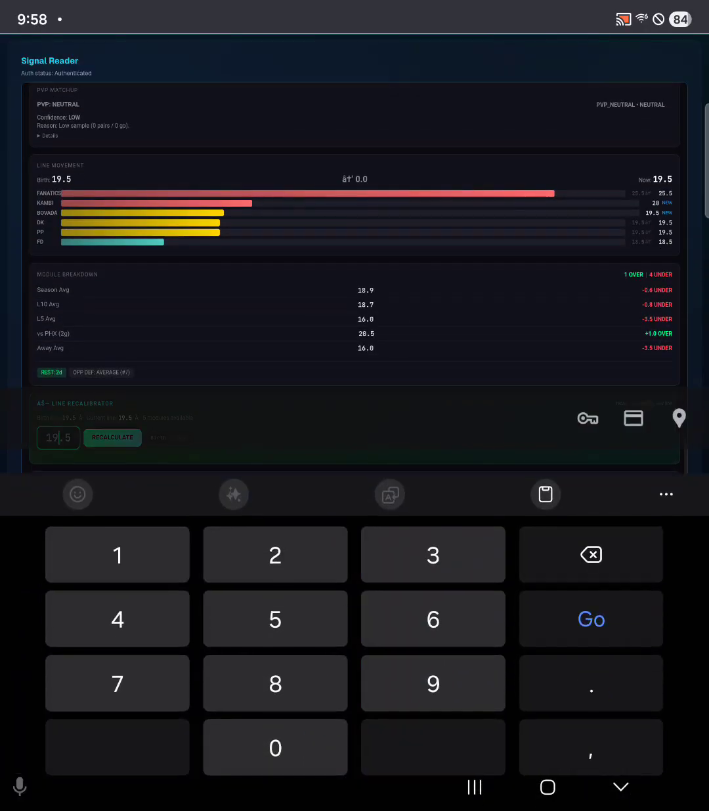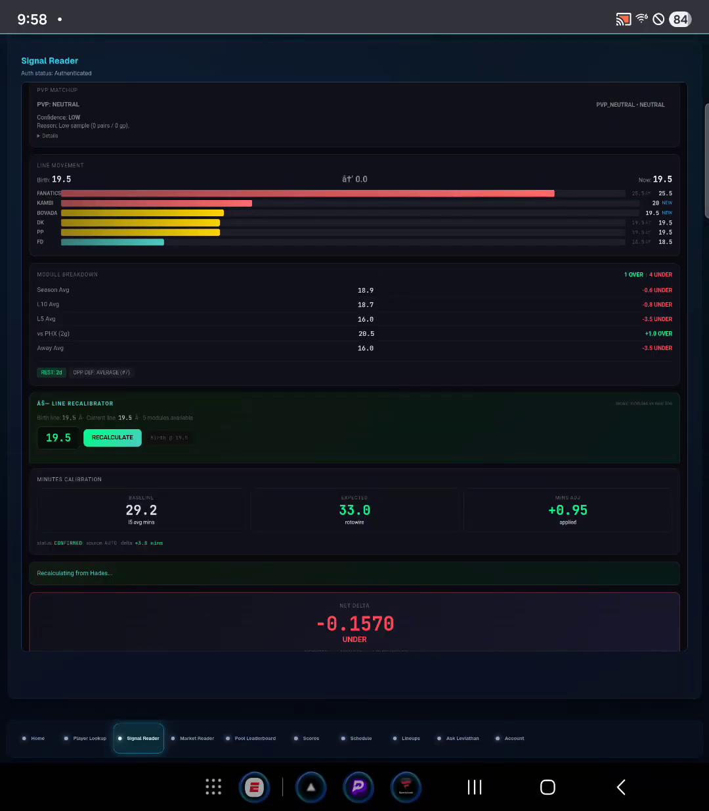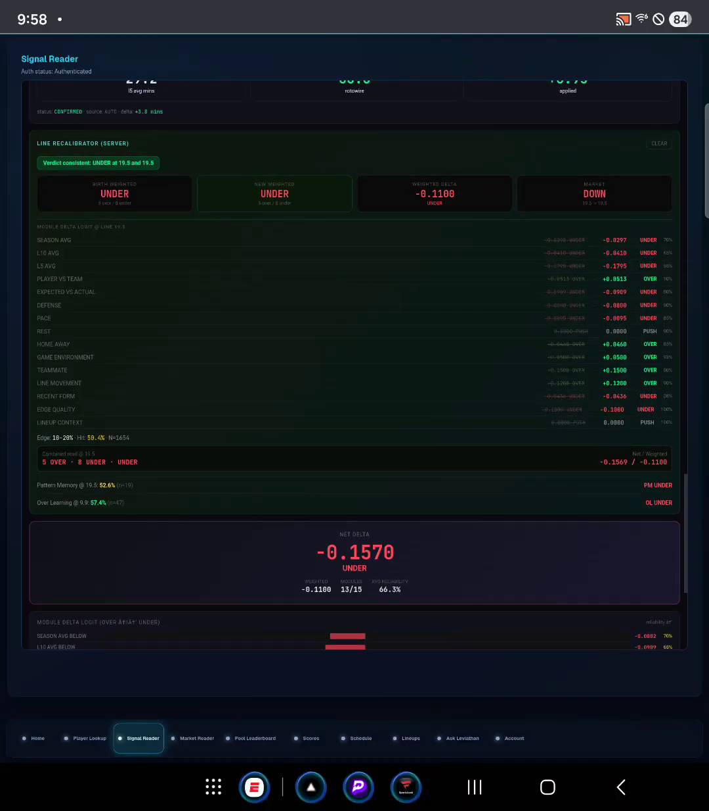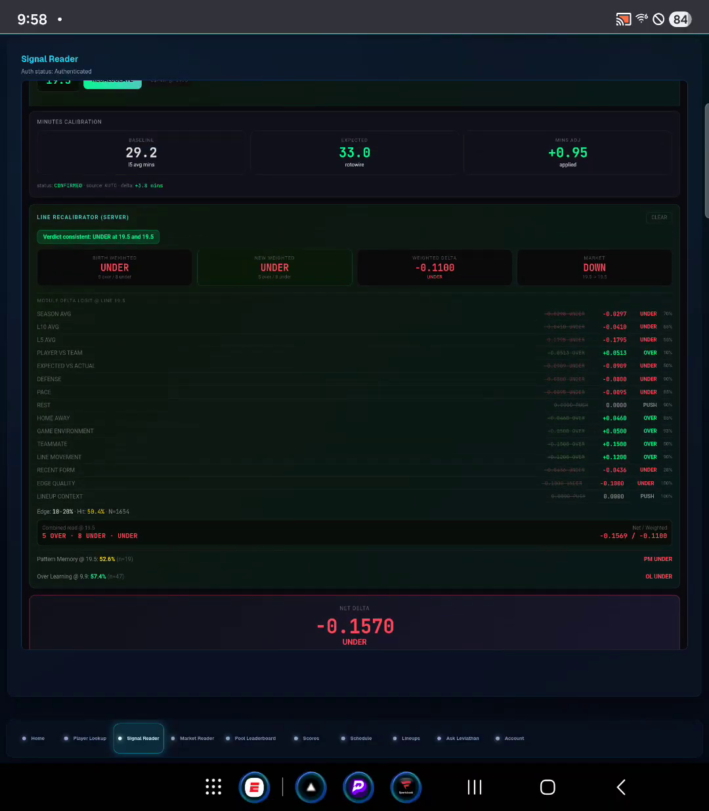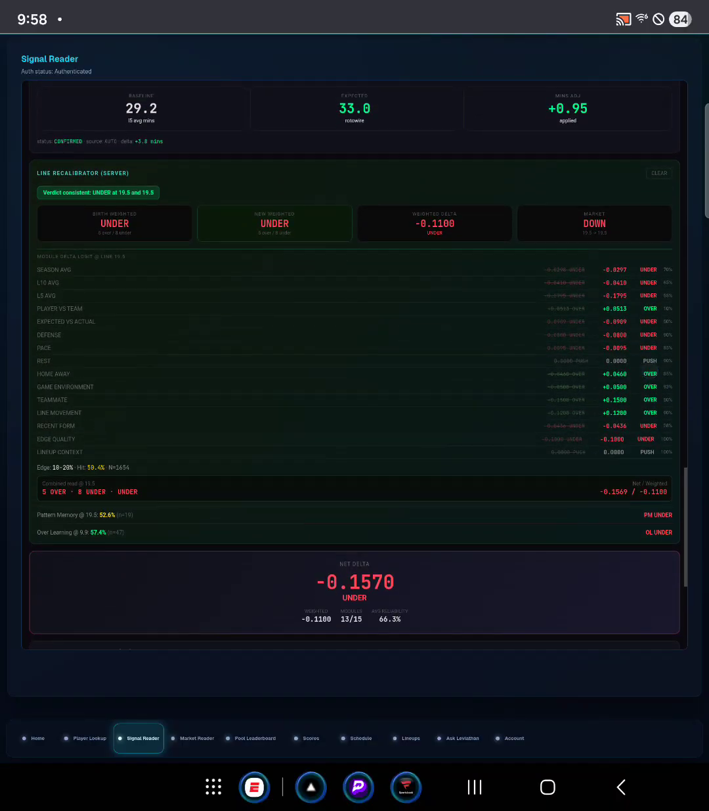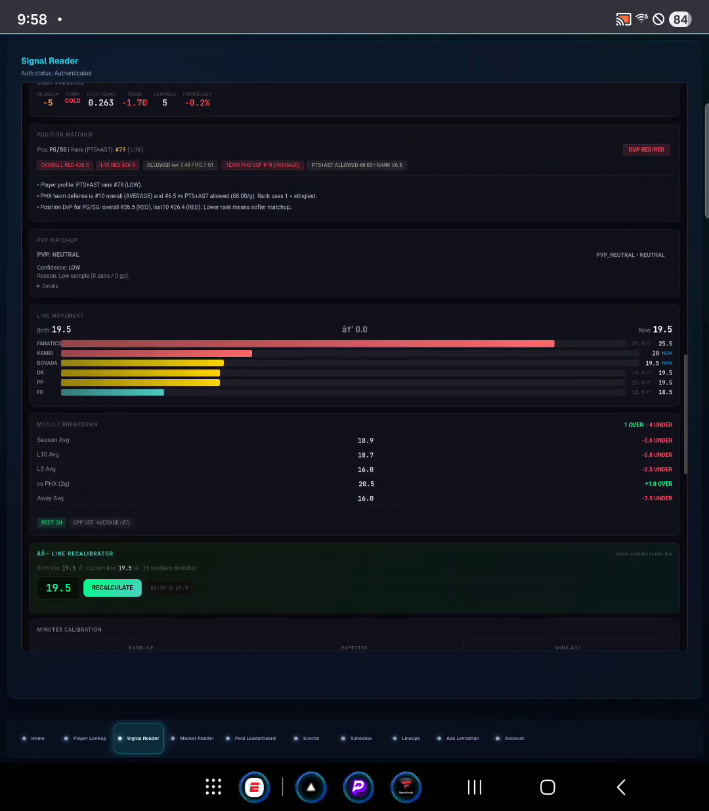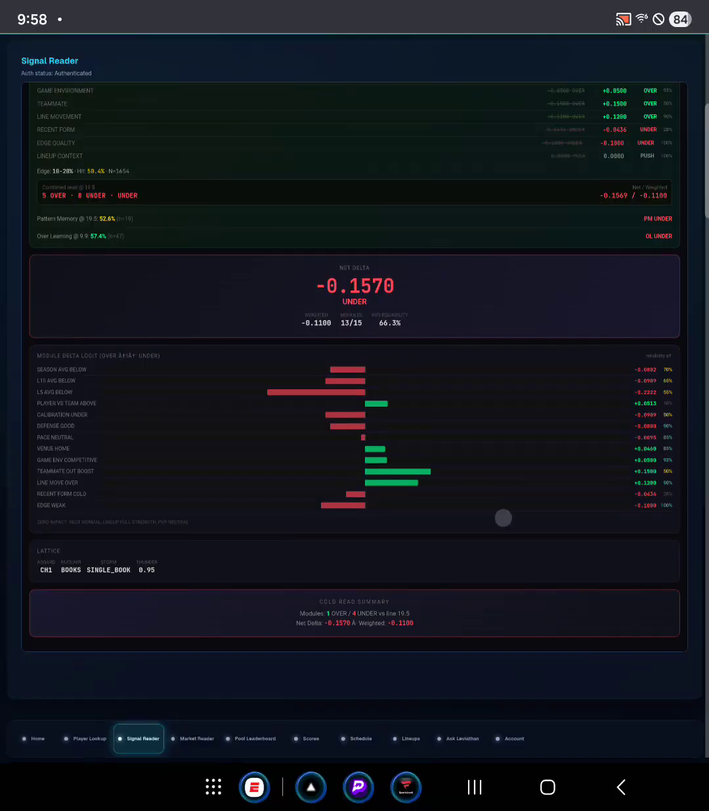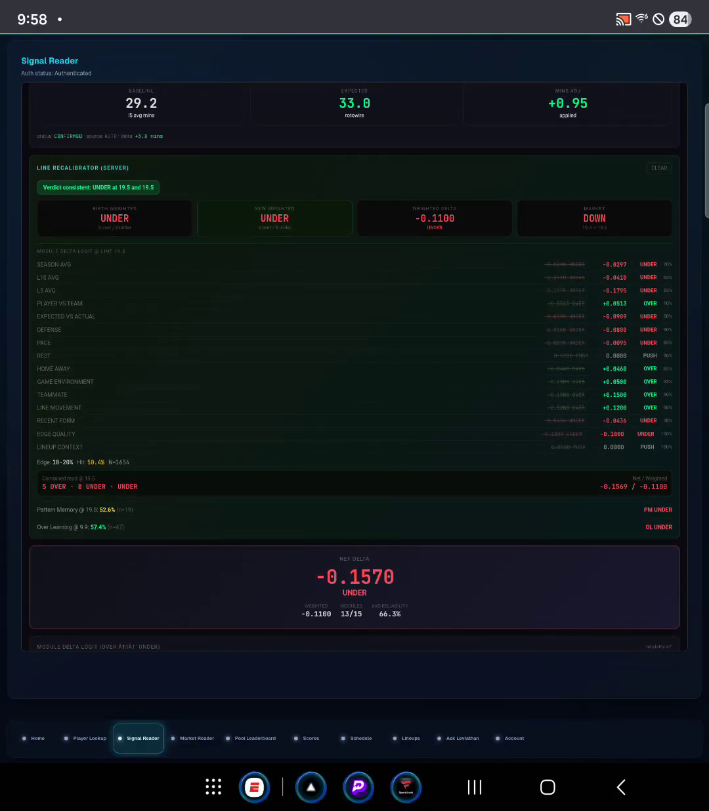So you would come over here and you type 19.5, and so this really doesn't look like a go over to me, even though the signal reader does say that, hey, it goes. I mean, the Fairline does say he goes a little over 20.5. This to me looks like a classic case of, hey, last season average is low, last 10 is low, last 5 is low. But player versus actual, he scores a little bit more.